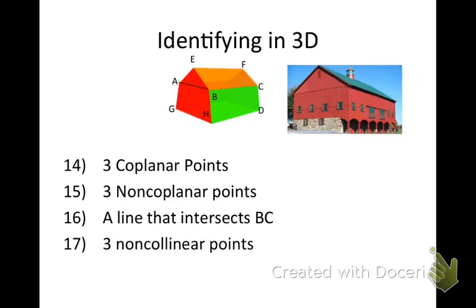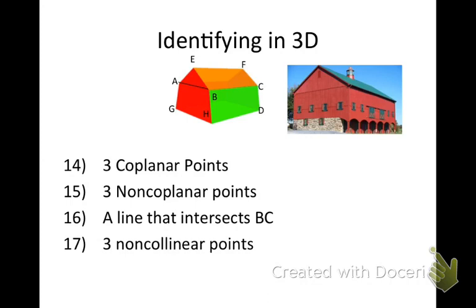All right, try these 4. Same idea. Now we're talking about in 3D. We're talking about like a barn over here. Give me 3 coplanar points, 3 non-coplanar points, a line that intersects BC, and 3 non-collinear points. Take a couple seconds, try these 4 on your own.